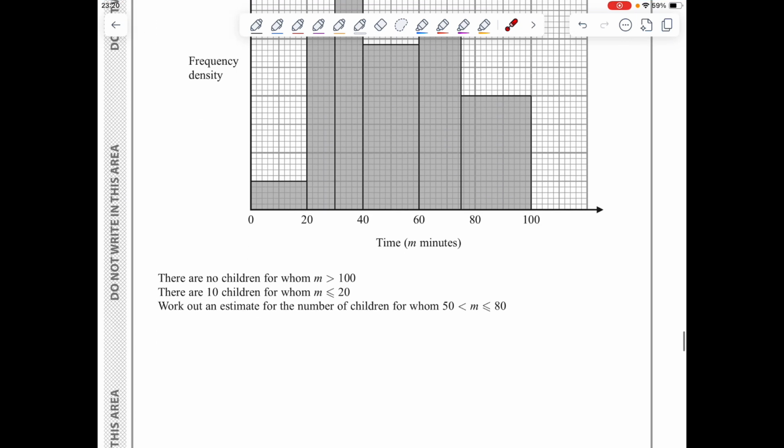For question 16, I'm given that there are 10 children with a time of less than 20, which means that the frequency and hence the area of that block is equal to 20, and I'm going to use that to find the height. So if area is equal to 10, then 20 times height is equal to 10, which means height is equal to 0.5. So if I write 0.5 there, I can now complete the whole of the vertical scale.